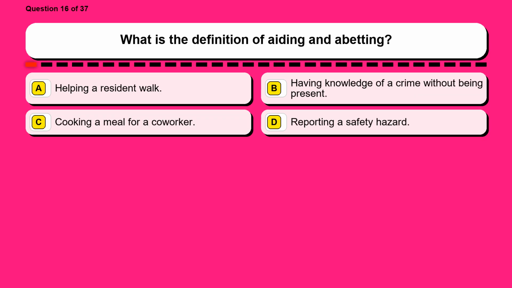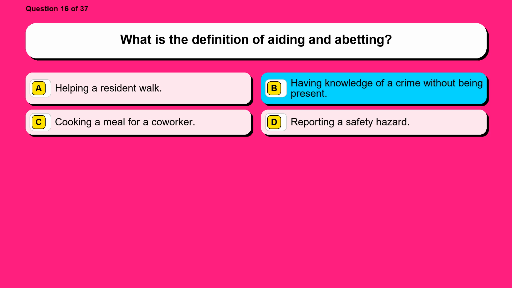Question 16. What is the definition of aiding and abetting? Option A, helping a resident walk. Option B, having knowledge of a crime without being present. Option C, cooking a meal for a coworker. Option D, reporting a safety hazard.